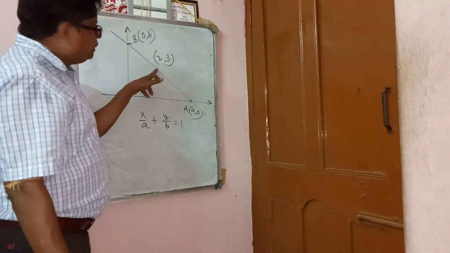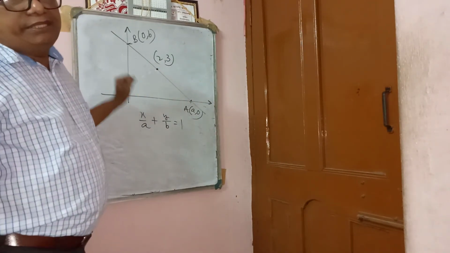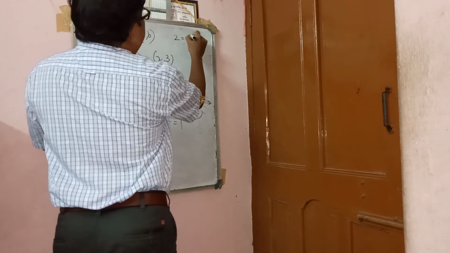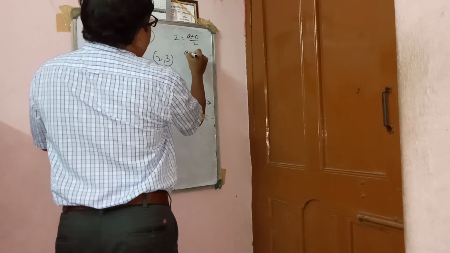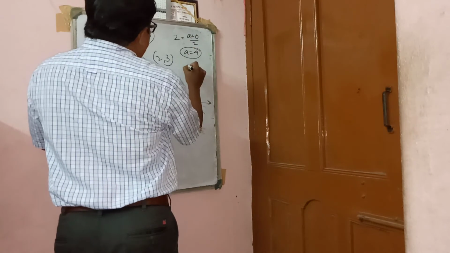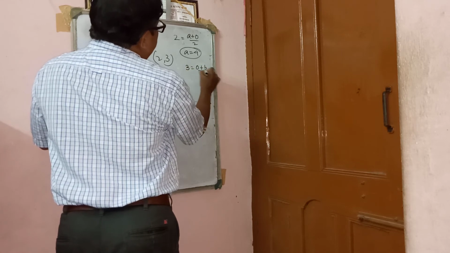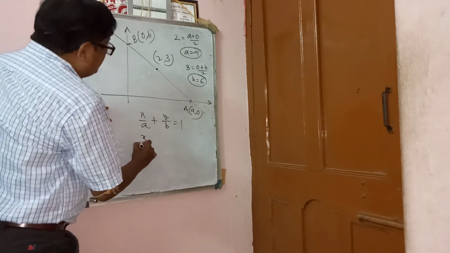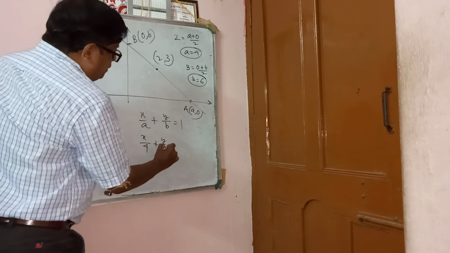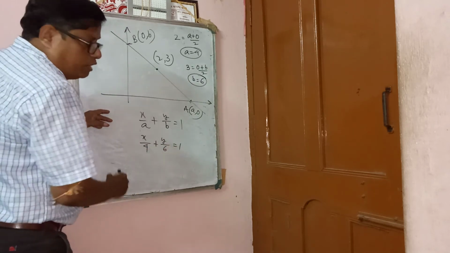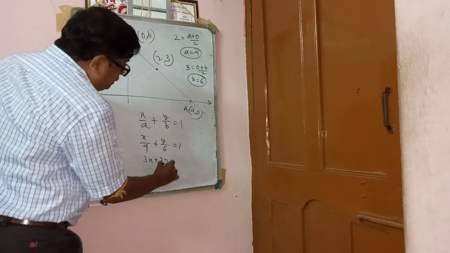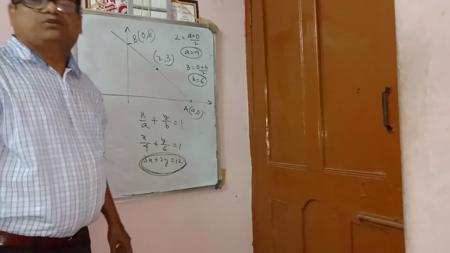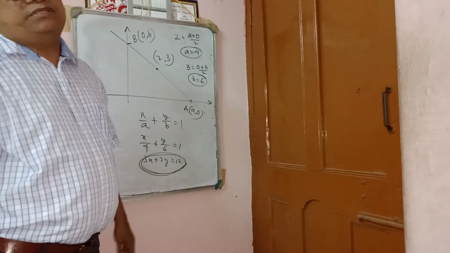Now this is the midpoint. By the midpoint formula, (x1 plus x2) by 2, you can write 2 equal to (a plus 0) by 2, that is a equal to 4, and 3 equal to (0 plus b) by 2, that is b equal to 6. Putting the values, x by 4 plus y by 6 equal to 1. The LCM is 12, so 3x plus 2y equal to 12. This is the equation.